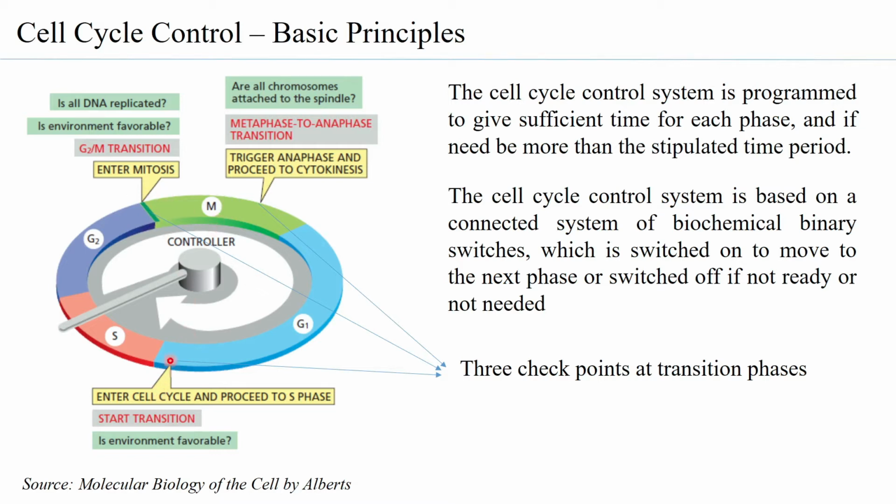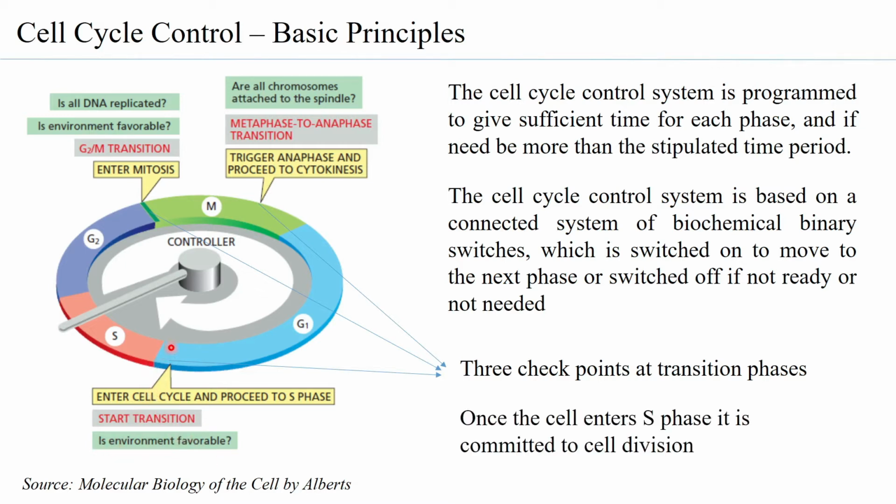So at this checkpoint, the most important question that is asked is, is the environment favorable for cell division? Why is this question asked at this point? Because once the cell enters the S phase, it is committed to cell division. If it has entered the S phase and the DNA has started replicating, then ultimately the cell will divide.